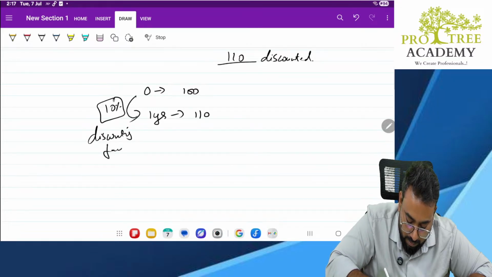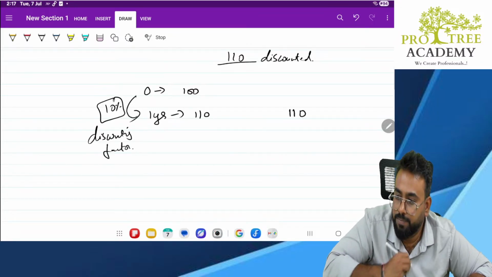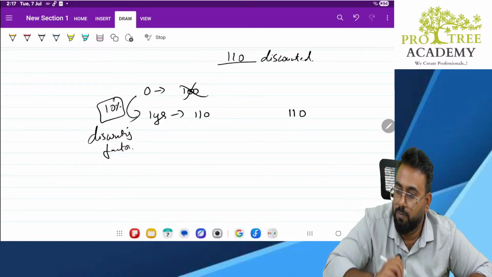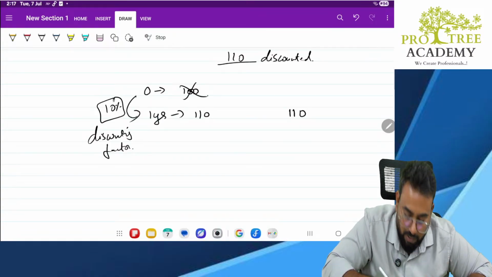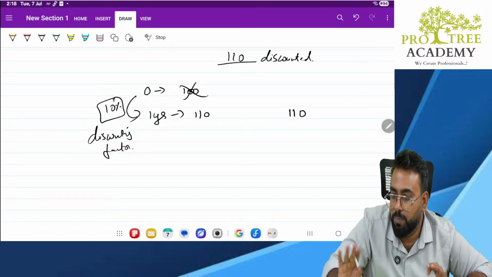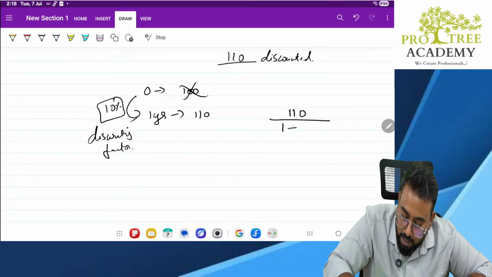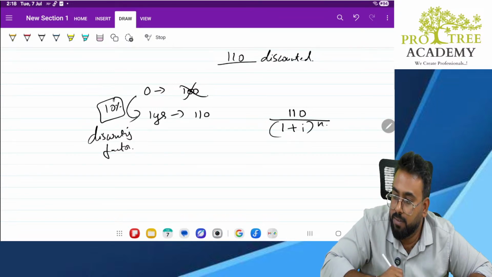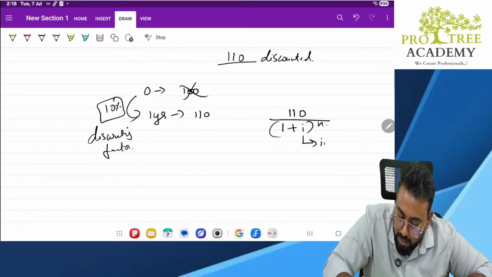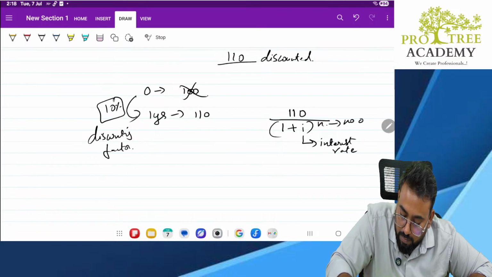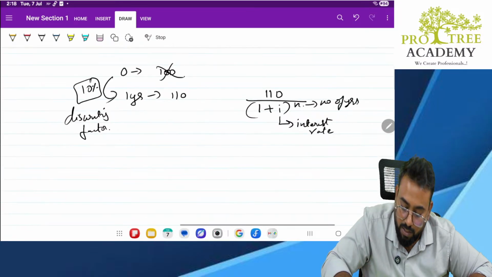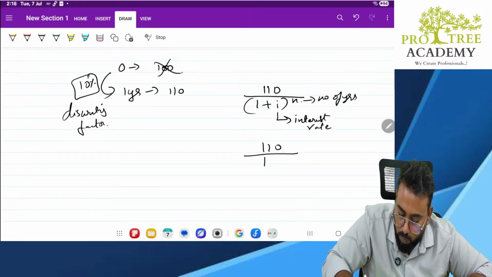So let's take 110. We don't have the information that it was 100 rupees. We have been given 10%, and we have been given 110. Can we find out the present value? Yes. 110 divided by 1 plus I, bracket, raised to n. Now what is I, sir? What is n? So 110 divided by 1 plus 10% raised to 1.